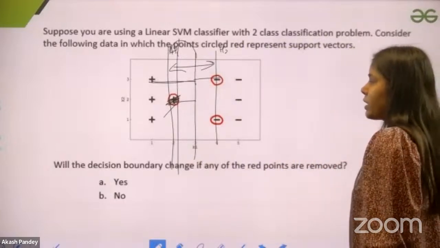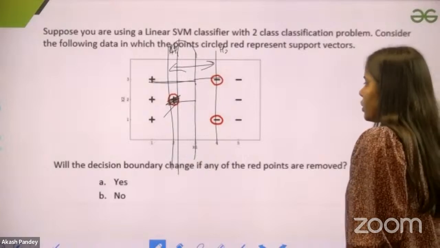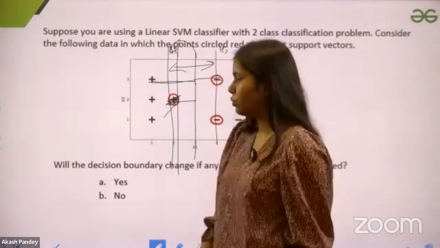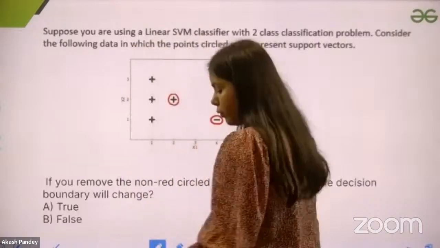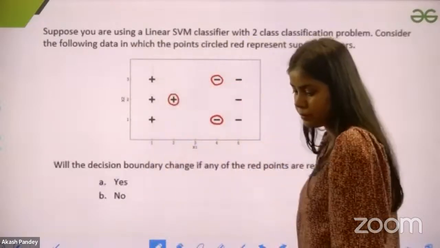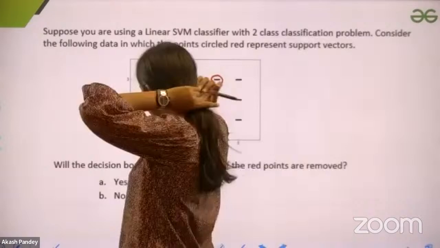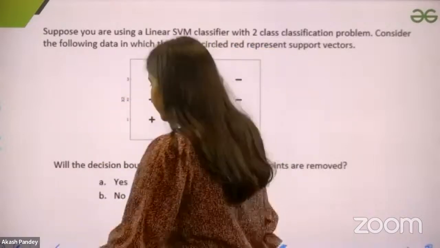Right? If plus points get removed, then obviously there is a change. But if minus points get removed, there is no change. So obviously, if any of the red points change, it can change. Yes. Right? So this is clear. Now let's see the next question.